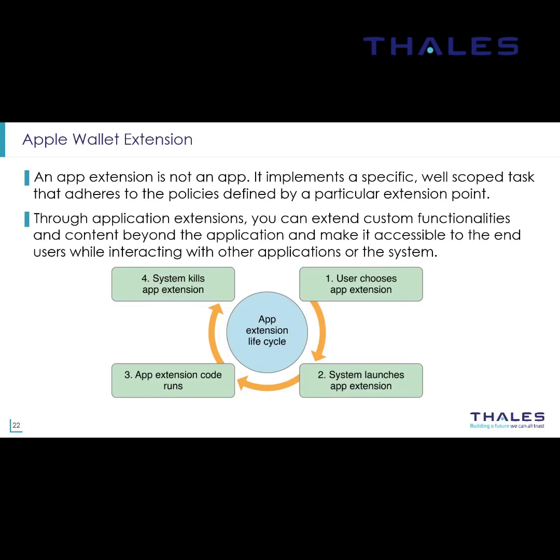Apple Wallet extension. An app extension iOS feature lets you extend custom functionality and content beyond your app and makes it available to users while they're interacting with other apps or the system. The main purpose of implementing an Apple Pay Wallet app extension is to provide a seamless card provisioning user experience. The picture on this slide describes the basic life cycle of an app extension in general. The process involves users selecting an app extension, which prompts the system to activate the chosen extension. Once activated, the extension's code will be executed to perform its designated function. Finally, when no longer needed, the system terminates the app extension.